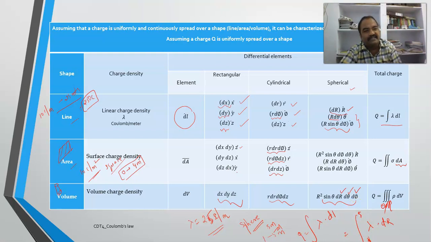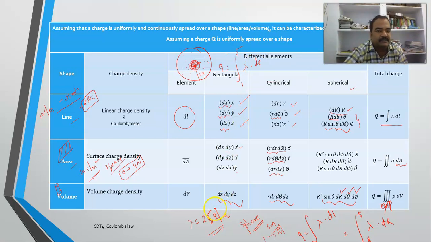Now physically speaking, what does it mean when the radius varies from 1 to 5 meters? It means there is a sphere, and this is the center of the sphere. This is up to 1 meter, and this is up to 5 meters. So the charge is located in this region only. The charge is not located inside the inner region. In order to determine the charge, I am supposed to integrate lambda dr, where r varies from 1 to 5.